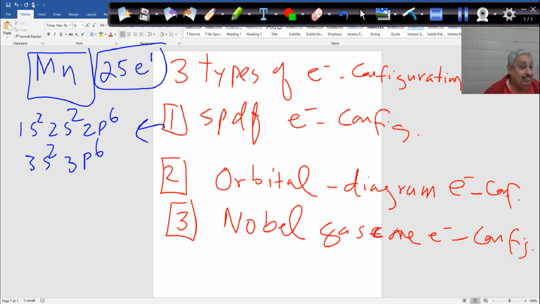How much do we have now? 10 and 8, 18, correct? And after 3p will come what? 3p6. After 3p will come what? 4s2. You can look it up. And then 3d what? So how much is left now from the 25?